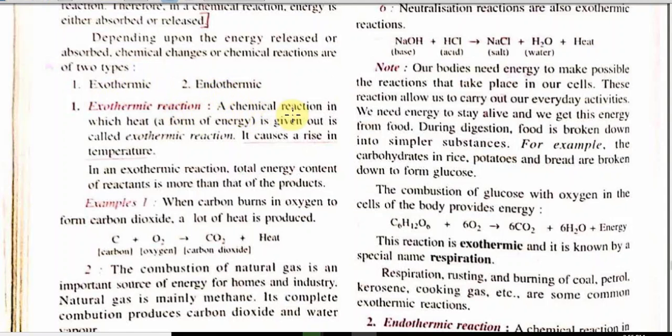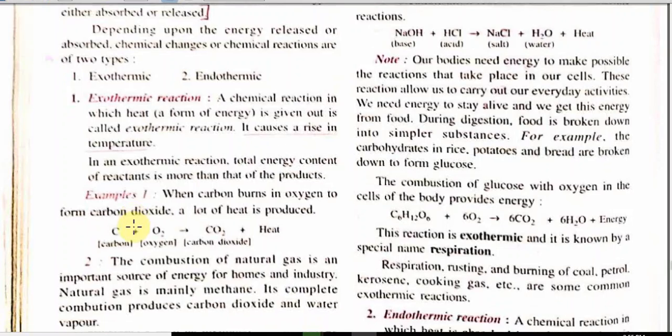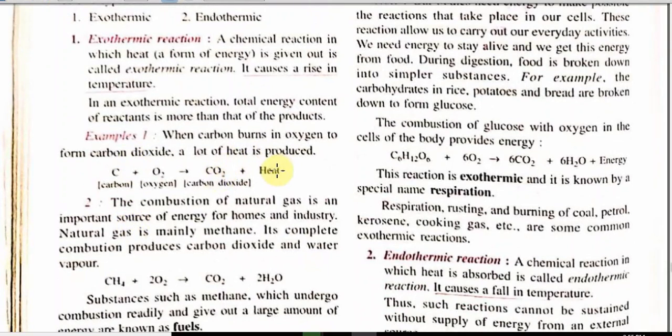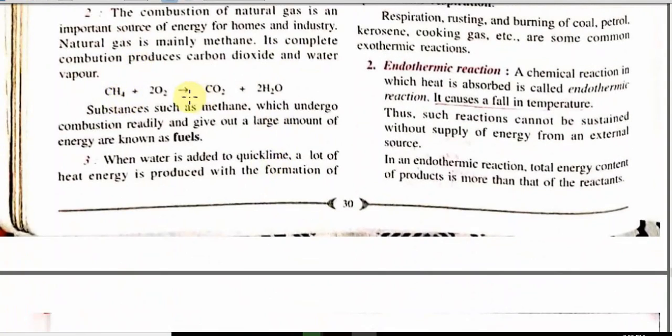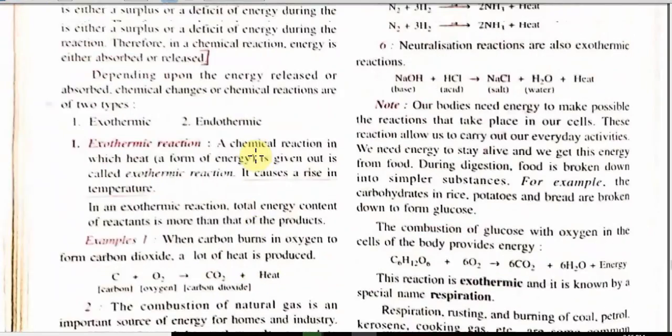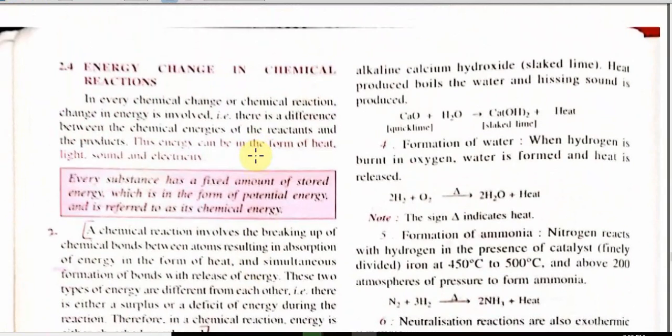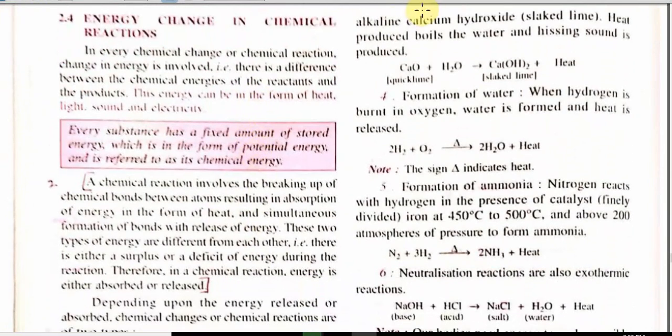Exothermic reaction: a chemical reaction in which heat is given out is called exothermic. You can check the example here. Carbon burns to produce carbon dioxide and heat. This is an exothermic reaction. Similarly, methane burning is also exothermic. Now, methane is a substance which readily burns and gives out a large amount of energy. So, methane is actually a fuel. When water is added to quicklime, a lot of energy is given out.